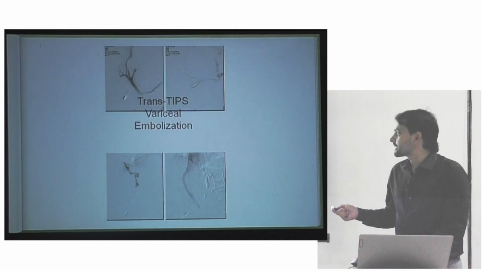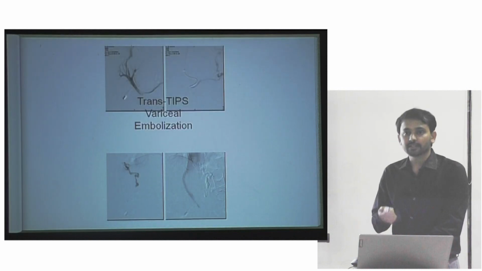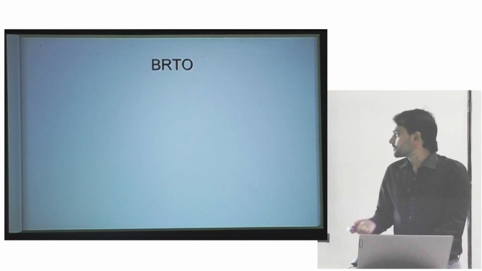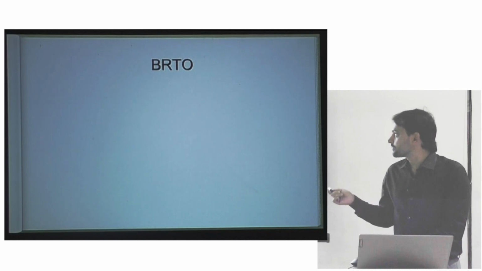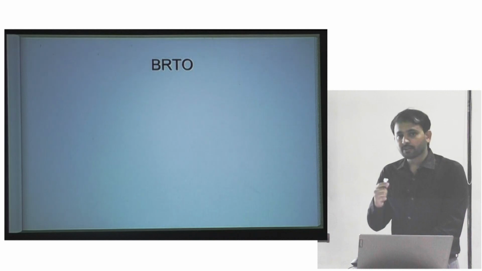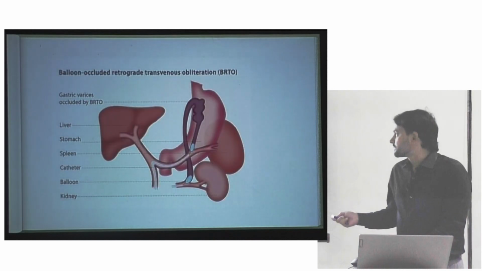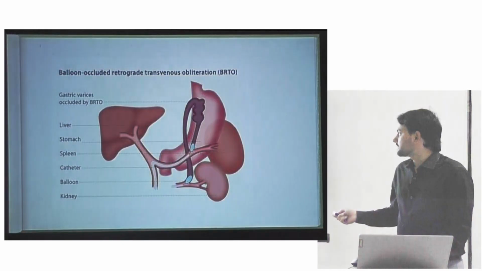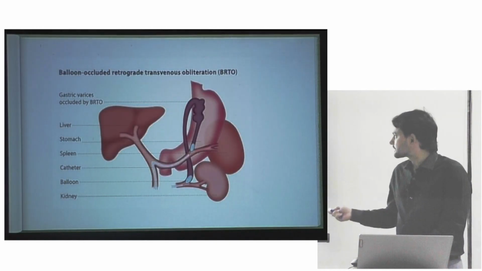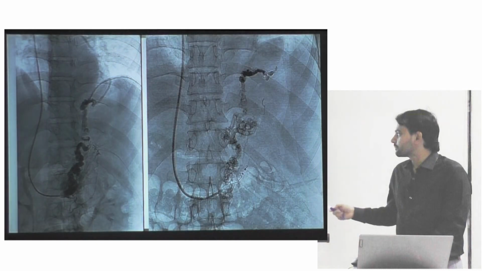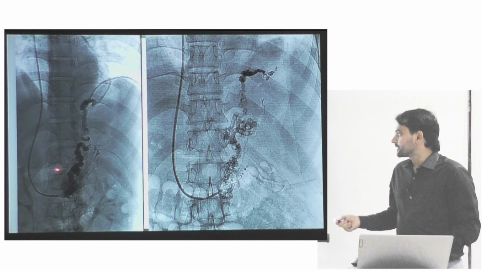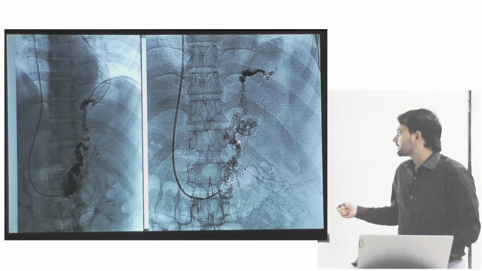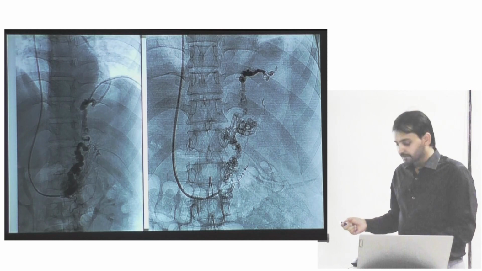And varix embolization is another emergency, especially for fundal varices or gastric varices. The patient will present with massive hematemesis. So we do BRTO, that is balloon occluded retrograde transvenous obliteration of varices. Here, due to a splenorenal shunt, there will be massive fundal varices which lead to massive bleeding. So here we selectively ablate the fundal varices which are actually bleeding.